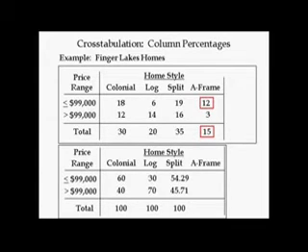The resulting value can be interpreted as a probability of a randomly chosen home being priced at $99,000 or less given its A-frame, which is equal to 80%. The next column percentage in the fourth column is found by dividing 3 by 15. The resulting value can be interpreted as the probability of a randomly chosen home being priced at more than $99,000 given it is A-frame. It is equal to 20%.